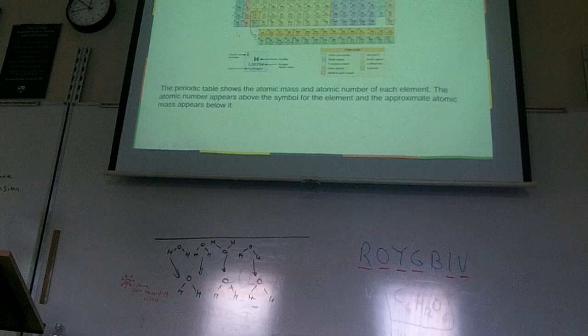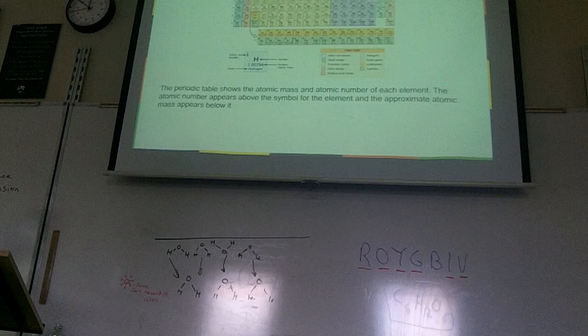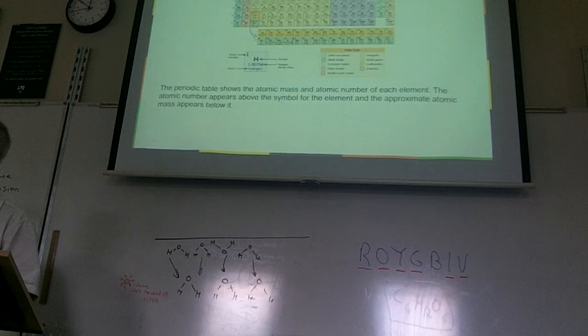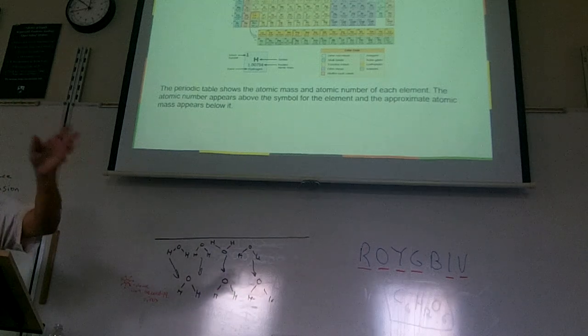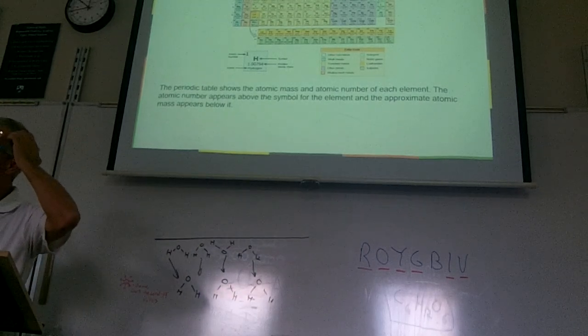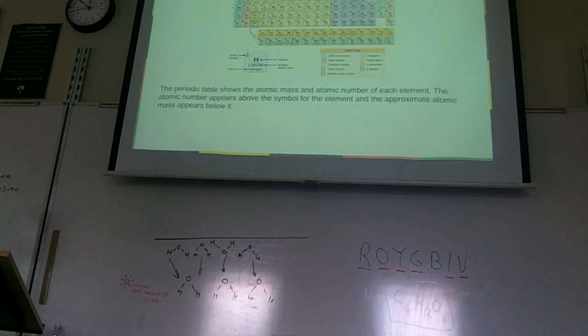So the number of electrons, of course, depends on the number of protons. If an atom has 10 protons, it's probably going to have 10 electrons. And they neutralize each other to make the atom neutral overall. However, atoms can gain and lose electrons, and that has to do with bonding between atoms. So that's what we're going to get into next.